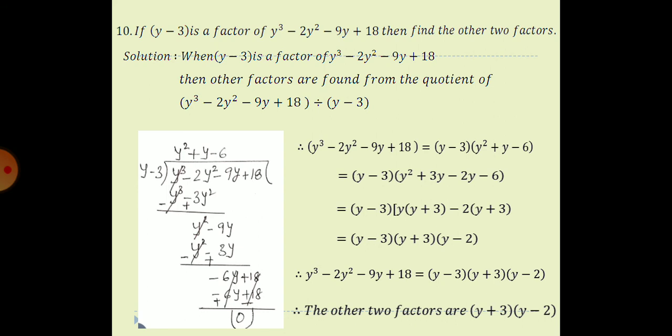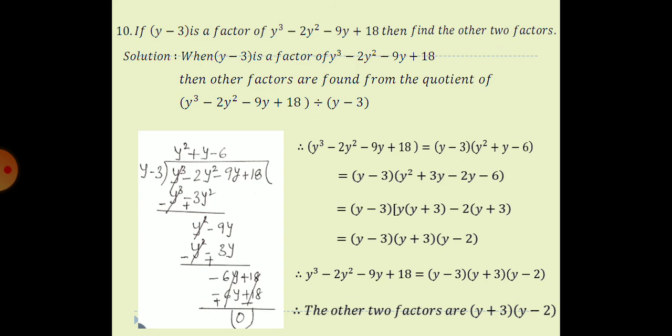And bring down 18. Then minus 6y divided by y is minus 6. Minus 6 into y is minus 6y. Minus 3 into minus 6 is plus 18. And thus the remainder is 0. By the division algorithm, we know that dividend is equal to divisor into quotient plus remainder. As the remainder is 0, we are not adding it.